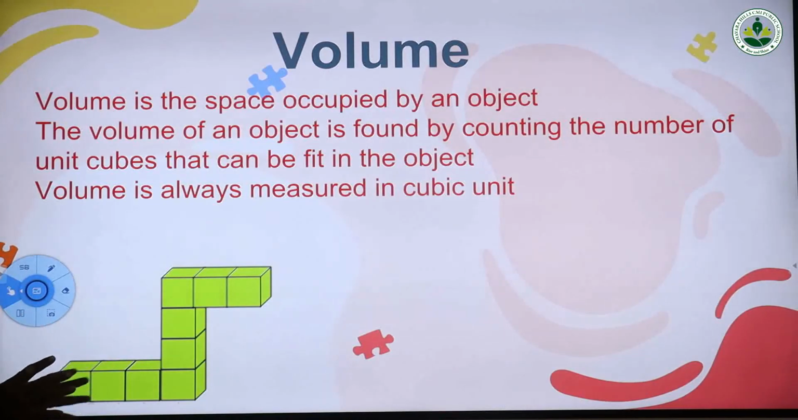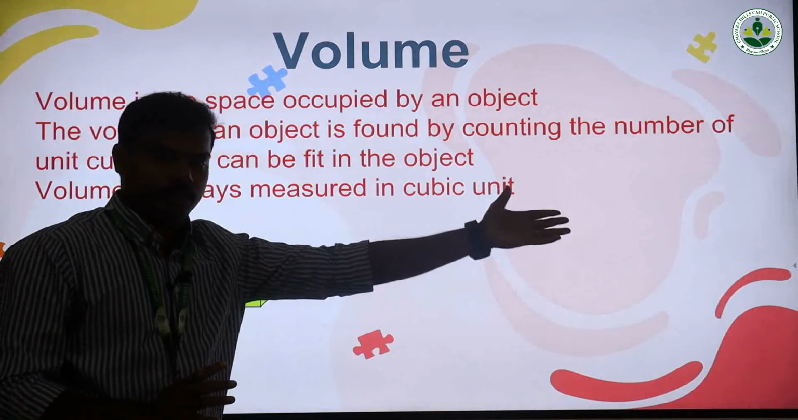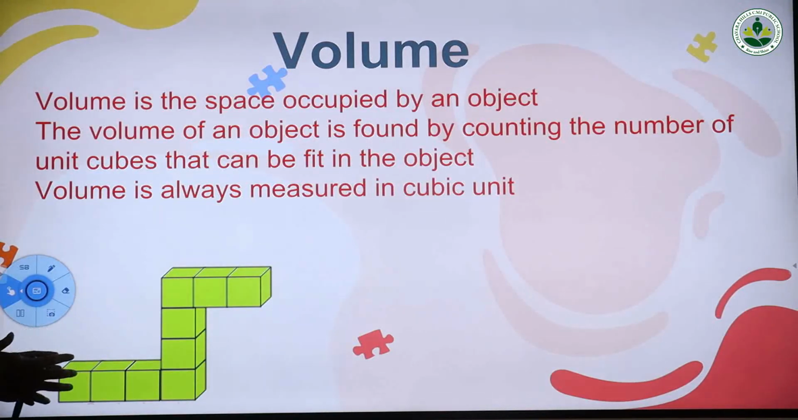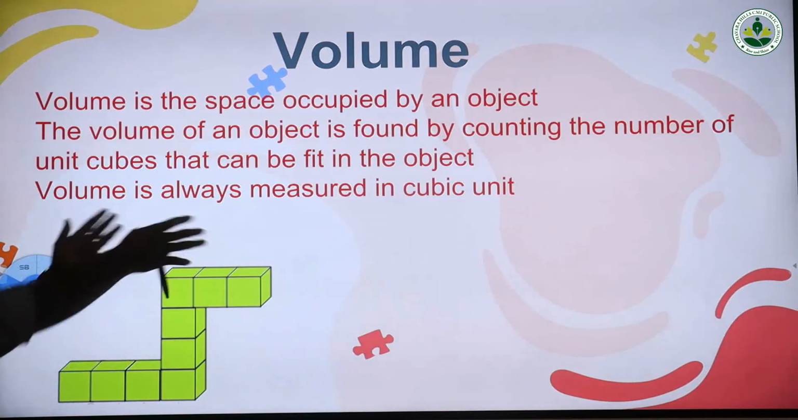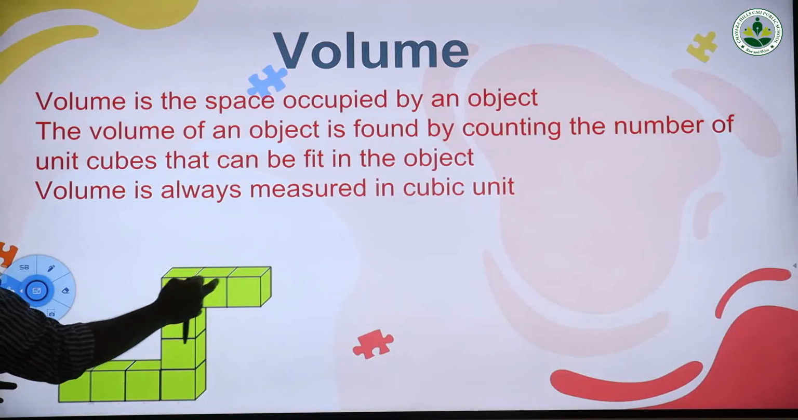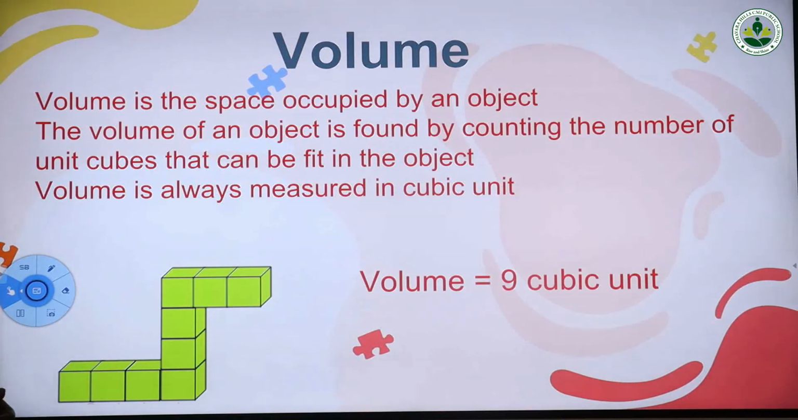Volume is always measured in cubic unit. Here, we need to find out the volume of this shape. How will you find? Just count the number of cubes. 1, 2, 3, 4, 5, 6, 7, 8, 9. So the volume of this shape is 9 cubic unit.